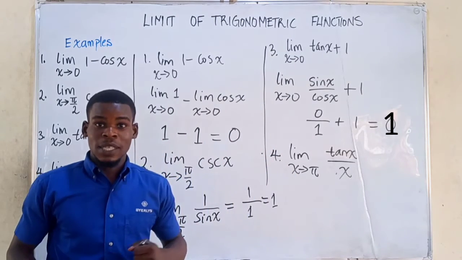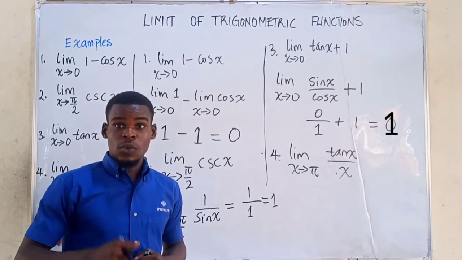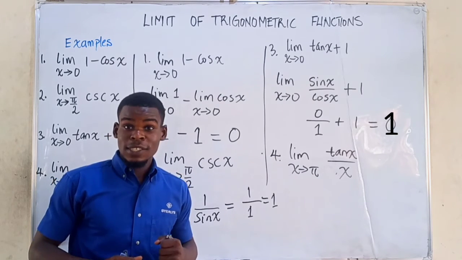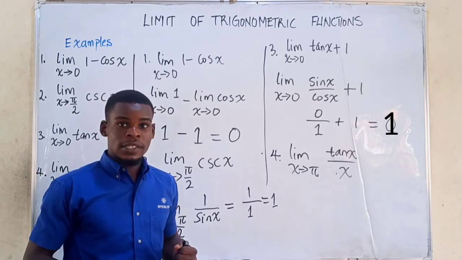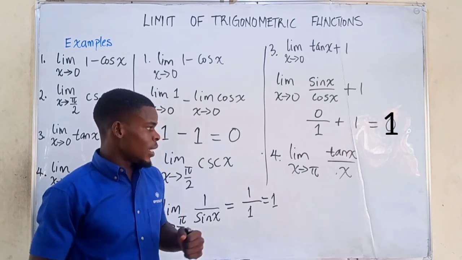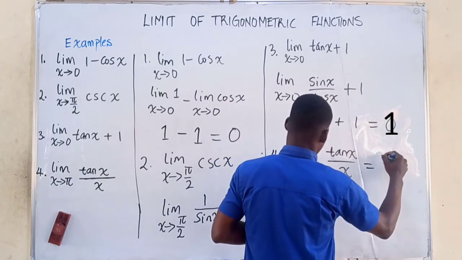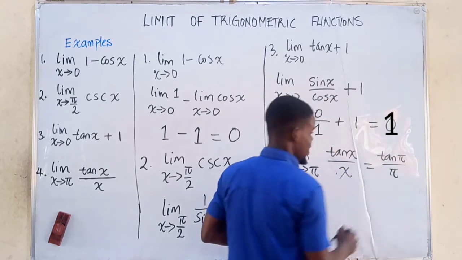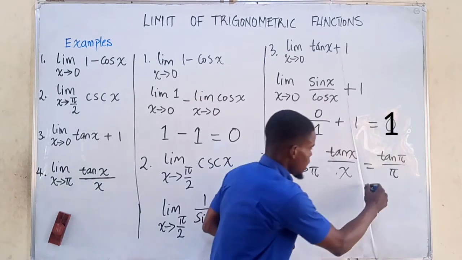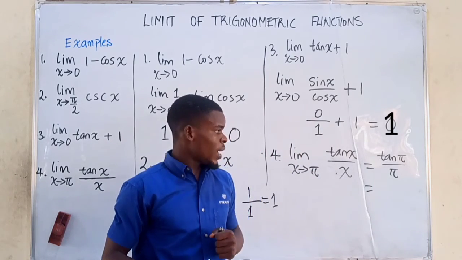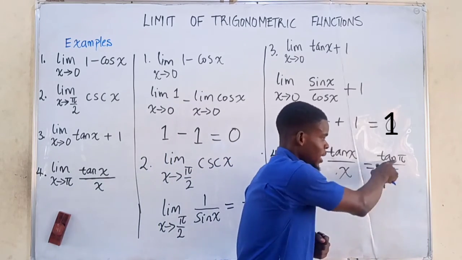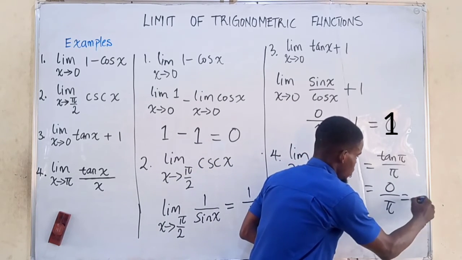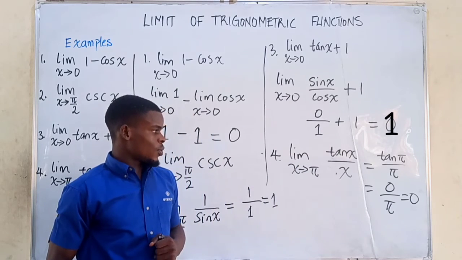Again, pi is the same as 180 degrees. So you need to know what tangent of 180 degrees is. Well, tangent of 180 degrees is 0. And then this is going to be tangent of pi over pi, just by substitution. And when we see that, tangent of pi is 0. Then we have 0 over pi, which is just 0 as a result. So the result of the limit is also 0.